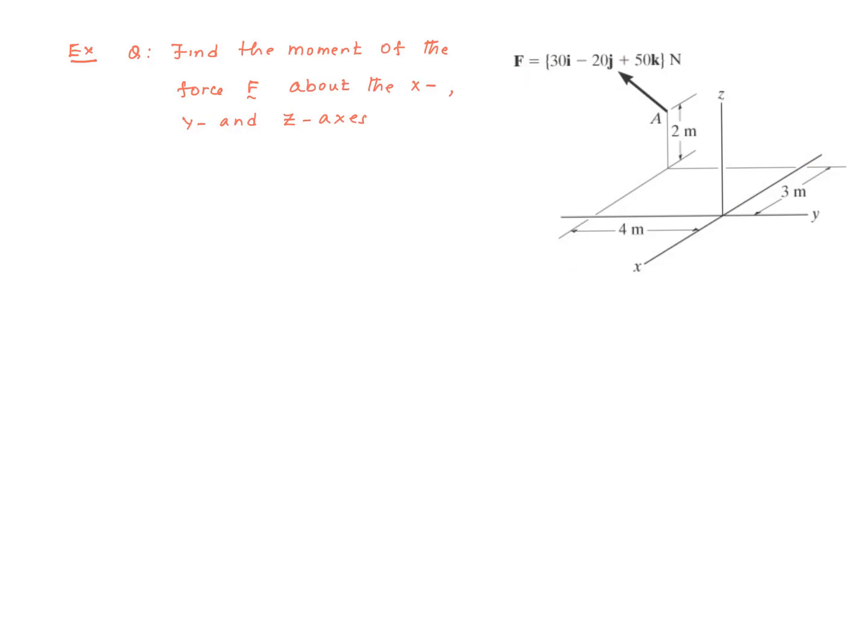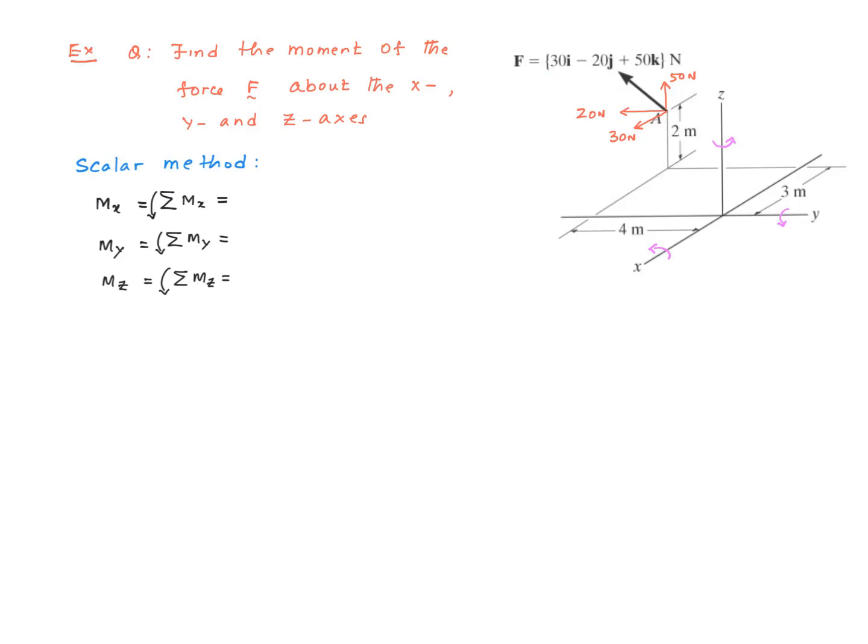So we have a force here given in its component form, and we want to find the moment of this force about each of the three axes, x-axis, y-axis, and the z-axis. To do this by the scalar method, the first thing you want to do is to draw these arrows representing each of the components of the force, because you need to be able to visualize the components with their proper directions in order to be able to write down the equations for each component with proper values for the perpendicular distances and proper signs. But when you draw these arrows, pay attention to the signs.